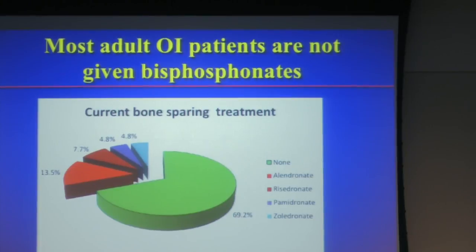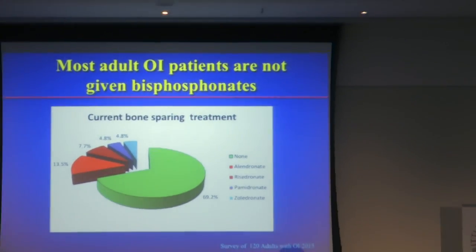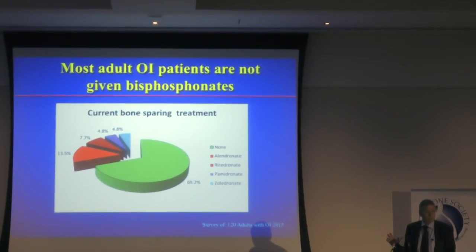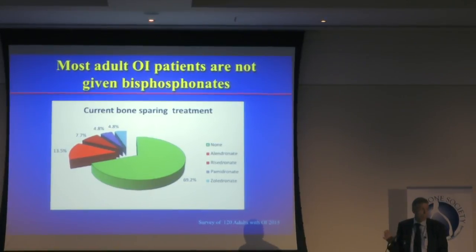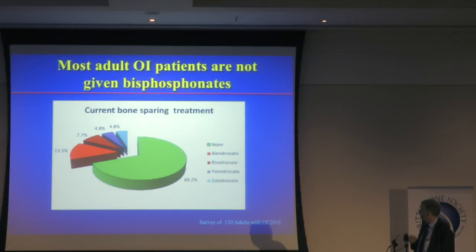And this was a survey we did when we were working up to our grant, along with the Brittle Bone Society. It was posted on the website. Some of you may actually have participated in it. And it turned out that nearly 70%, this is of adults with osteogenesis, were not being treated with bisphosphonates. So most adults are not given bisphosphonates. About 13% were on alendronate, 7% risedronate, and about 5% each.